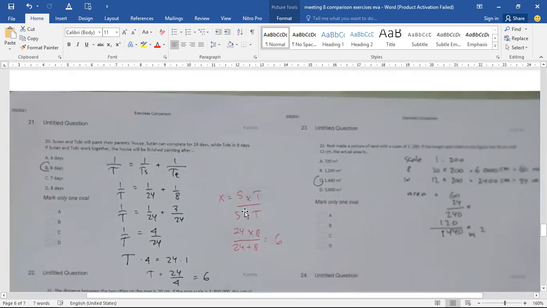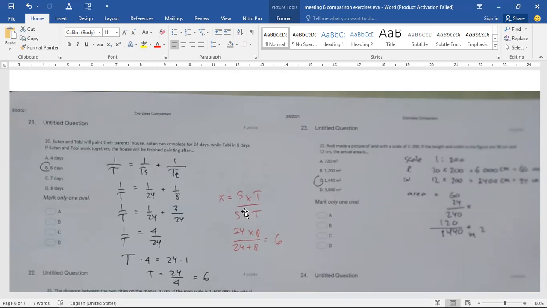Next, number 20. It's quite challenging, I think, for you guys. So Sultan and Topi will paint their parents' house together. Sultan can complete it in 24 days, while Topi can do it faster, he can finish it in 8 days. How if they want to work together? How can we find the estimated time?